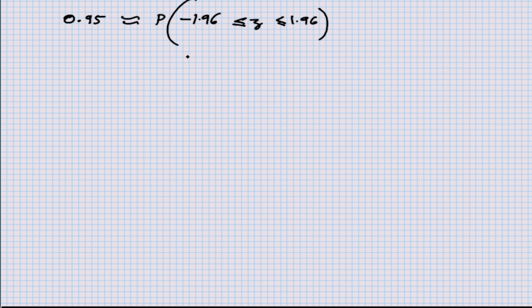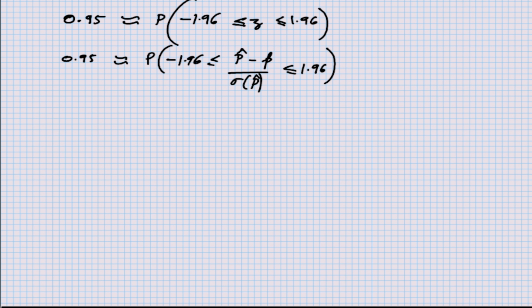The z, I will replace. 0.95 is approximately equal to the probability that minus 1.96 is lesser than or equal to, how did you get the z? By using the random variable p cap minus its mean, mean of that is small p, divided by sigma of p cap. This should be lesser than or equal to 1.96. So these two equations I already have.